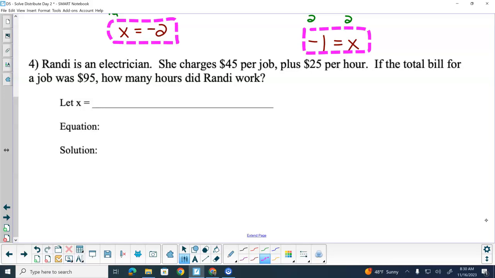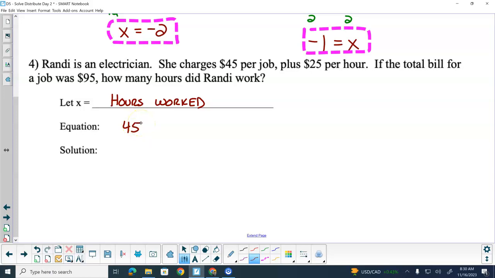Okay? So, first thing, we need to define what we want our variable to be. Hours worked? Yep, I would agree that x is going to be hours worked. Then we need to come up with an equation. So she charges $45. So you call her and you accept the job, it's automatically $45. So that's where we're going to start. It's got $45 right from the start.